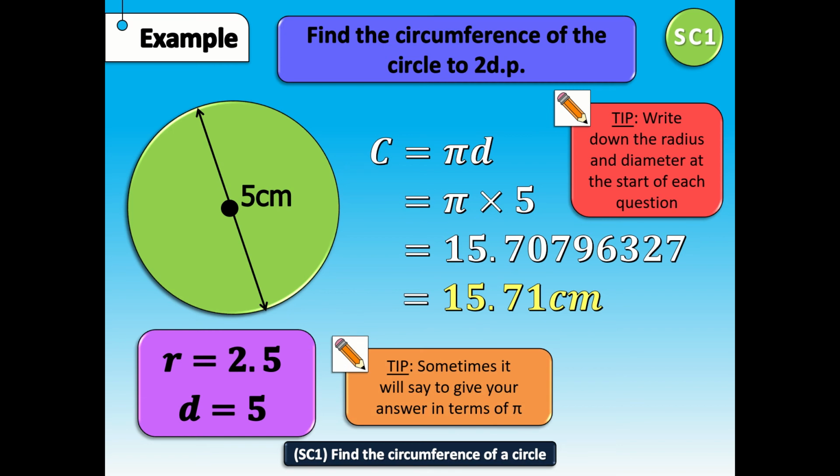We can also be asked to give our answer in terms of pi. This just means what are we timesing pi by. So in this case, we times pi by 5. So our answer in terms of pi was 5 pi.